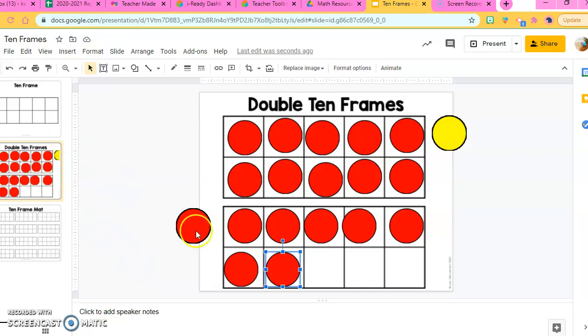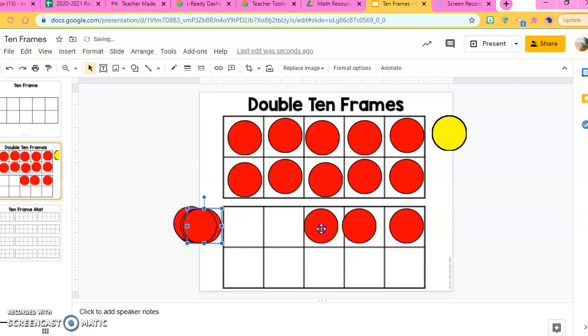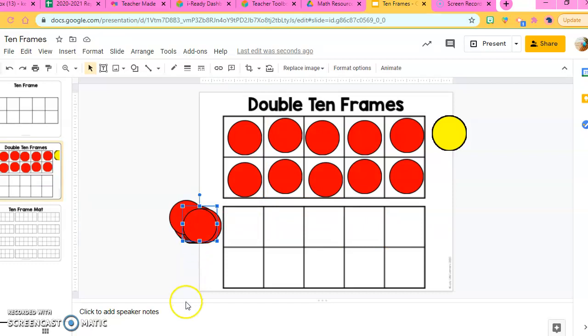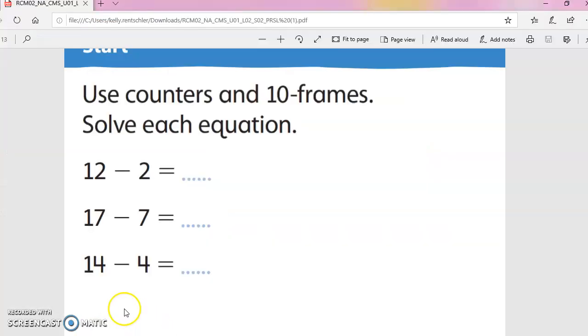All right. So now we need 17 minus 7. So we're going to take 7 and put them back over here on the pile. I'm not lining them up as perfect as they were. That's fine. Okay, what is my answer now? 10. You're right. Let's look at our next problem.